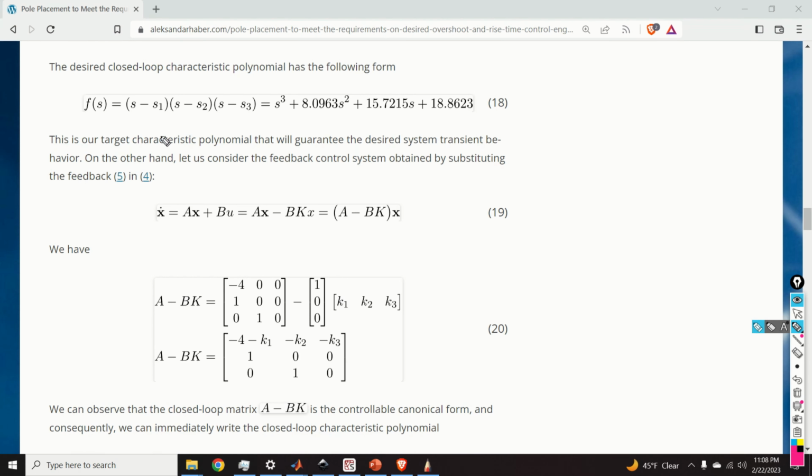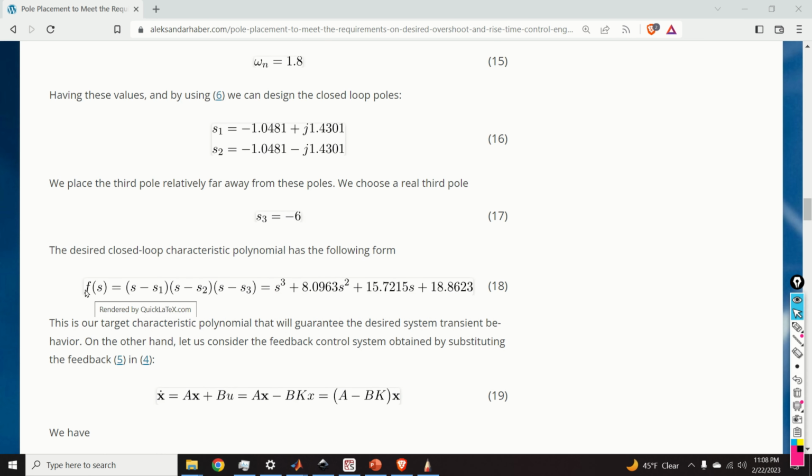The desired closed-loop characteristic polynomial has the following form, given by equation 18. So we simply substitute the computed poles in the general form of the characteristic polynomial. We substitute s1, s2, and s3, and after multiplying the terms, we obtain this polynomial. And this is our target polynomial.